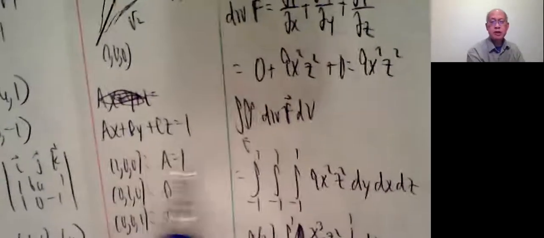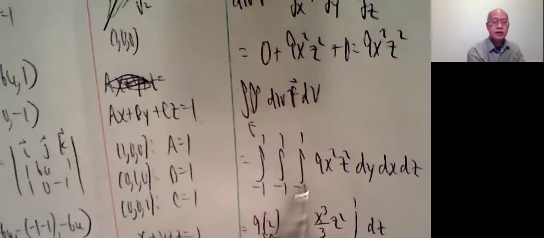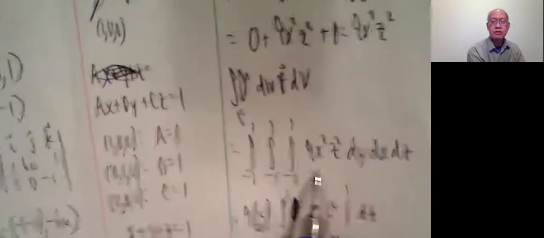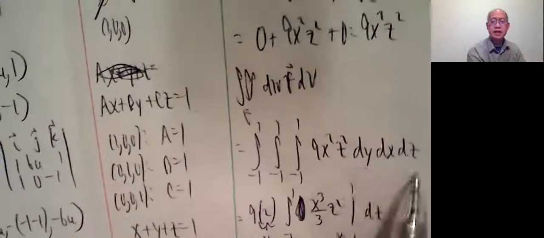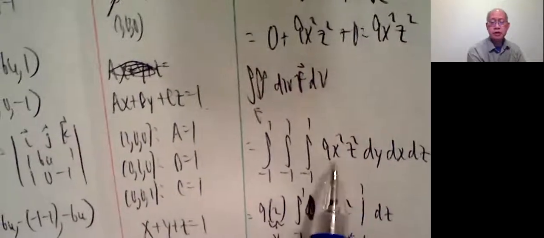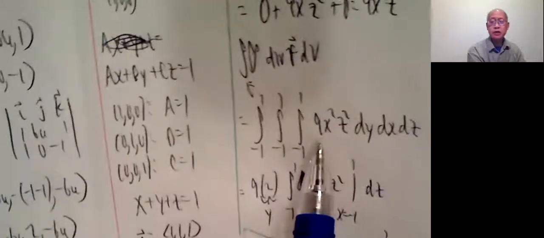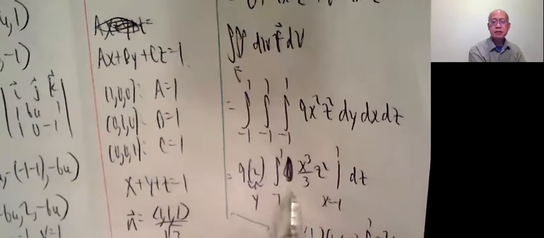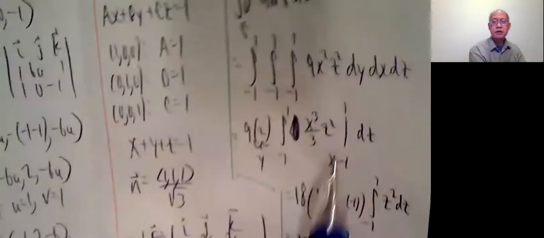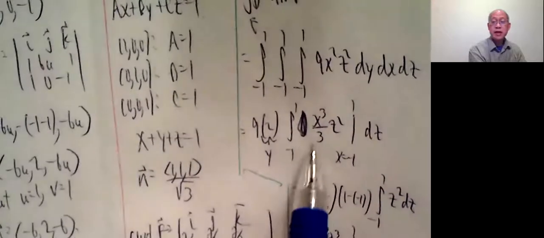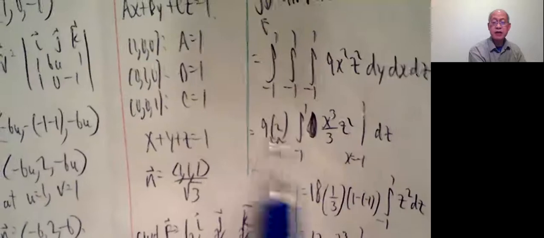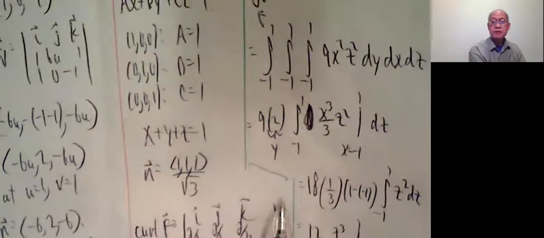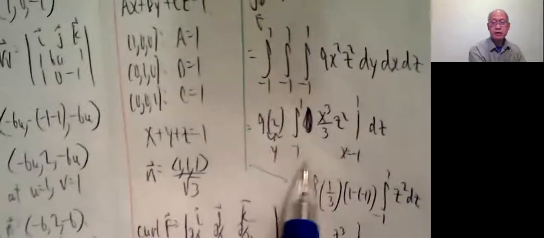So the triple integral over the region E of divergence of F dV. All of them, x, y, and z, are going from -1 to 1. 9x²z². I put dy first, then dx, dz, because there is no y, so just take it out as the length of the interval. The length of the interval is 2, so 9 times 2, that's for y. Then I integrate with respect to x next, so that's x³ over 3 times z², with x from -1 to 1. Okay, so take the 3 out with the 9 times 2, 18 times 1/3, which is 6.